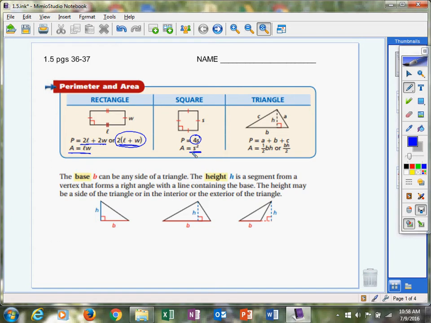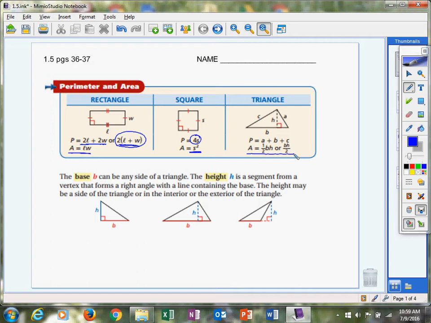So that's pretty simple. Triangle is really simple. Add up all the sides. So if you have sides A, B, and C, add them up. A plus B plus C, that's your perimeter. And then your area is going to be half of B times H. So whatever B times H is, take half of that and you've got your area. Or you could do B times H divided by 2. However you want to look at that is fine.